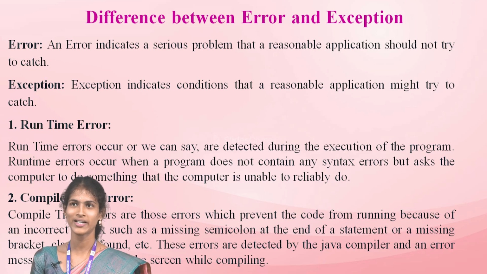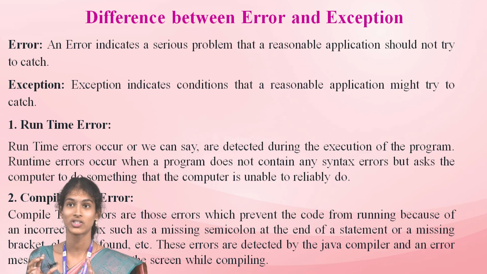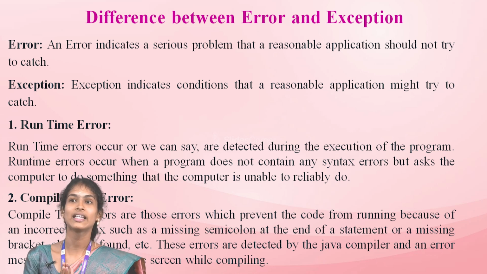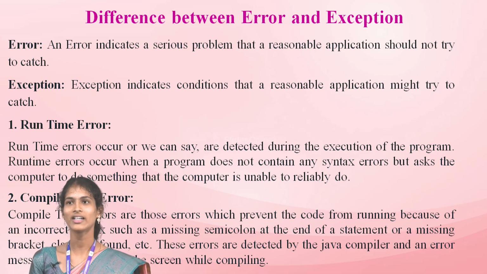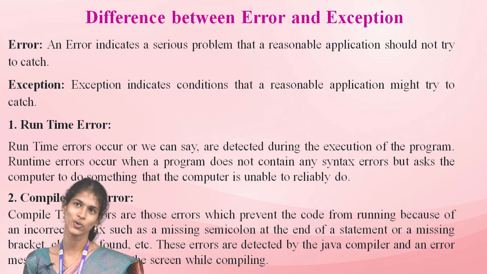The next topic: the difference between errors and exceptions. Let us discuss the most important part, which is the difference between errors and exceptions. Let us follow. The first, error. An error indicates a serious problem that a reasonable application should not try to catch. An exception indicates a condition that a reasonable application might try to catch.